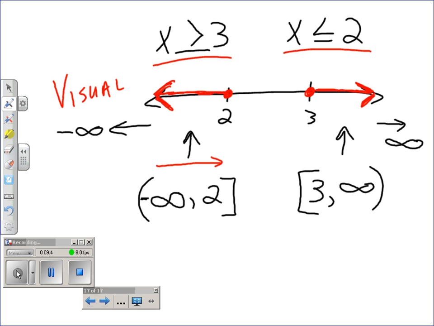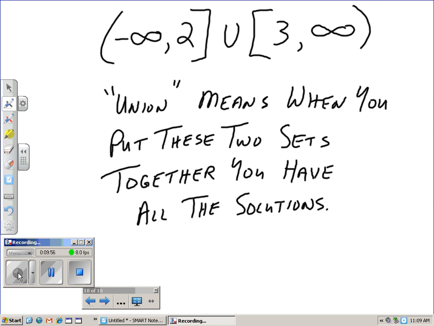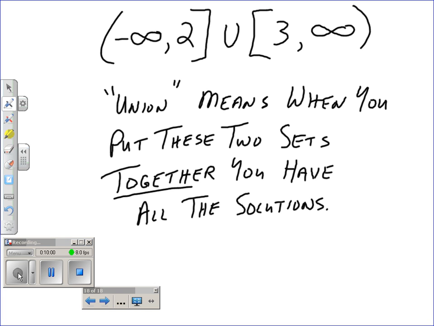All right, so our answer is these 2 sets. In between these 2 sets, we put a U. That symbol stands for union. And the word union means that when you put these two sets together, you've included all of the solutions.